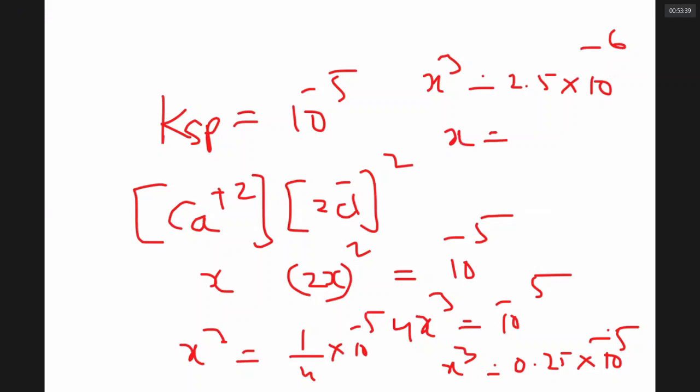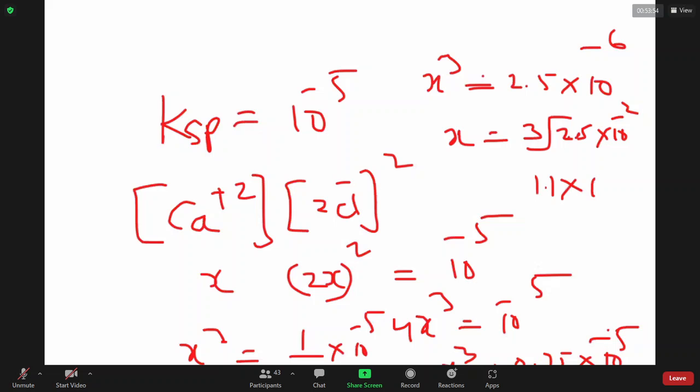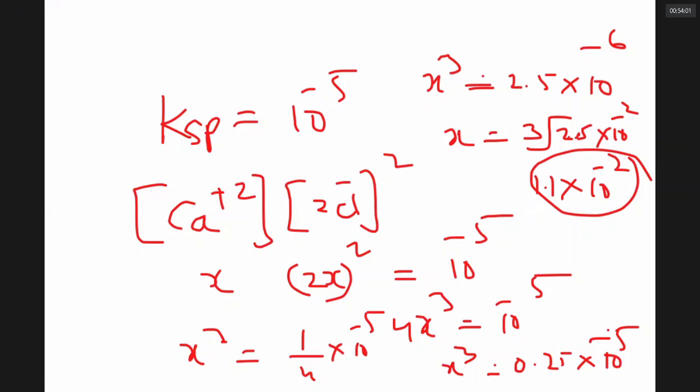So X is equal to how much? Cube root of 2.5 into 10 to the power minus 2. Cube root of 2.5 is roughly, let us say, 1.1. So the solubility of CaCl2 is 1.1 into 10 to the power minus 2. And the solubility of NaCl is 10 to the power minus 2. Which is more soluble? CaCl2. So always the solubility product data is deceiving.